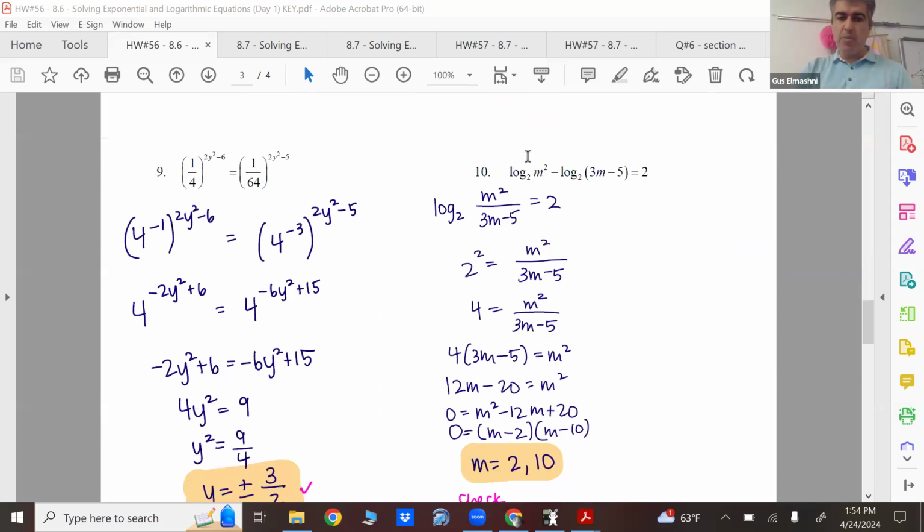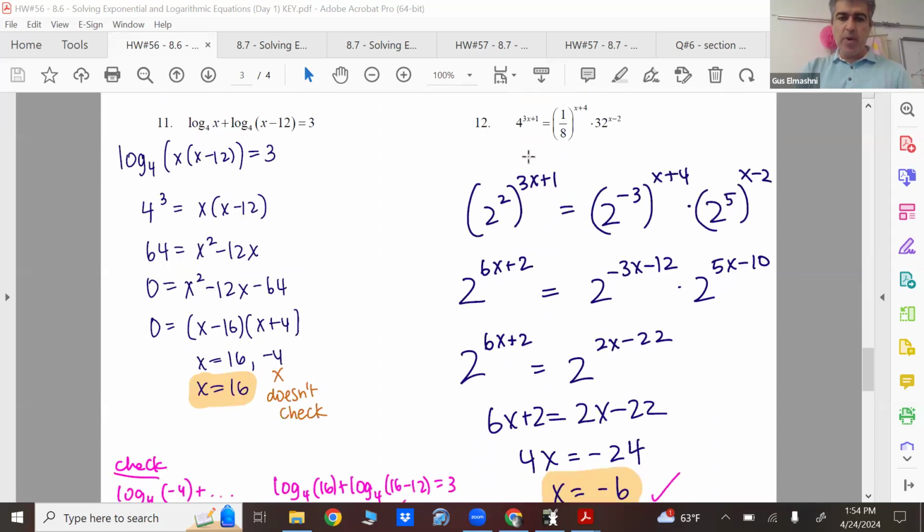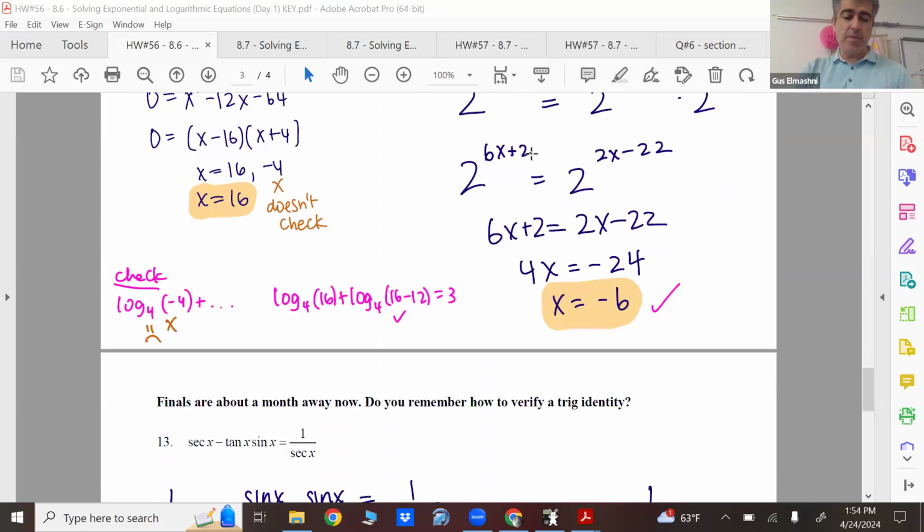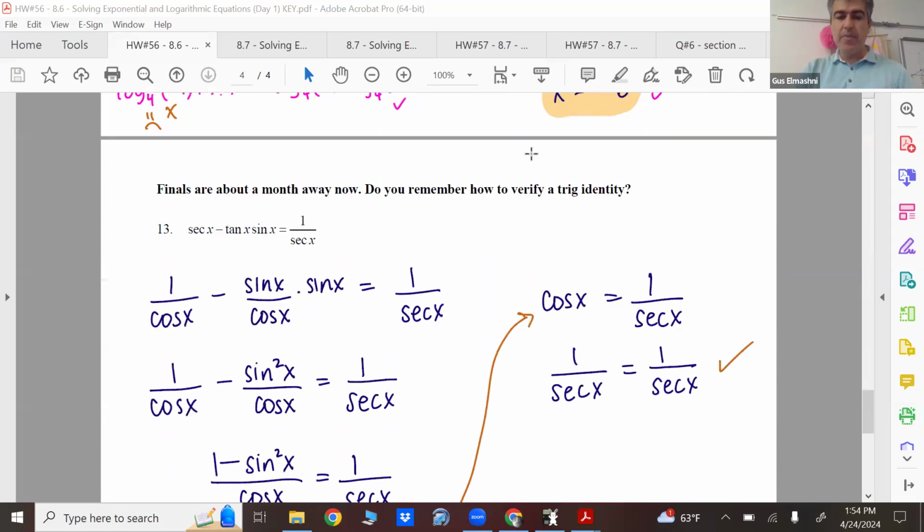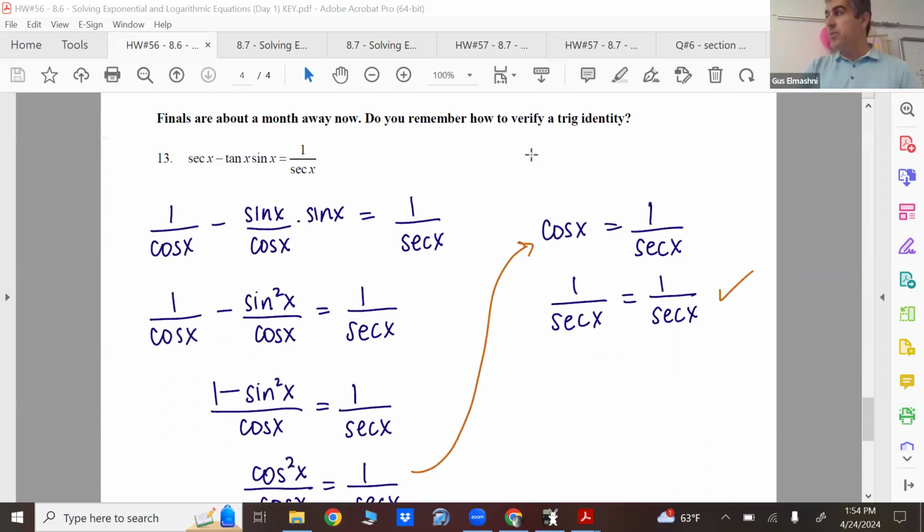9 and 10, just more of the same stuff as before. All's good there. Those are the answers. 11 and 12, again, just rinse and repeat. Just check the answers for logs, because make sure you're not logging negative numbers. Fine, 13 and 14 is just old stuff.